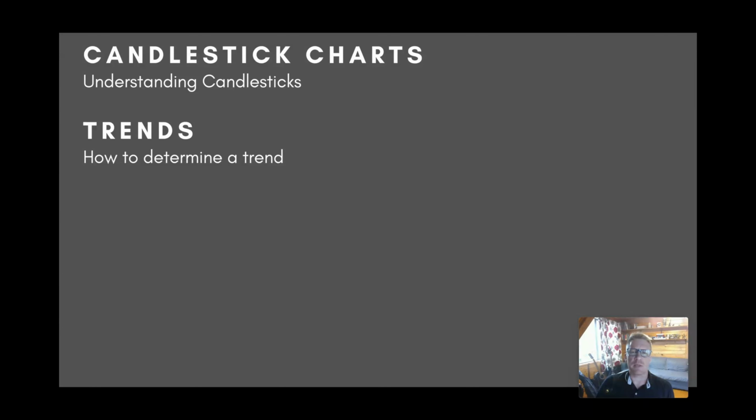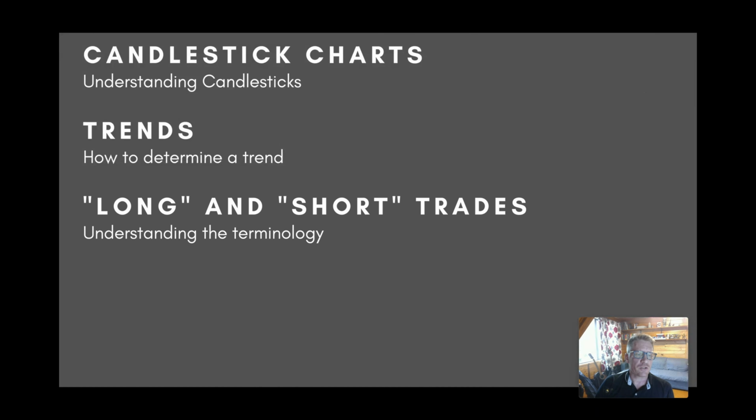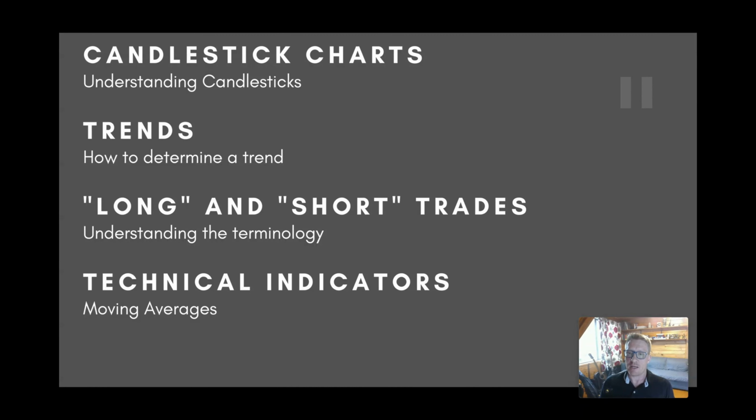The second one is we're going to be looking at trends. What do we mean by trends, and how do we determine the trend of a particular stock? We're also going to be looking at the terminology of long and short trades. I'm sure you've heard people talking about going long or going short, bullish and bearish, and what that means and how that ties in with our trading strategies. Also, we're going to be looking at the first of many technical indicators, moving averages in this example, because that's going to help us to determine the trend.